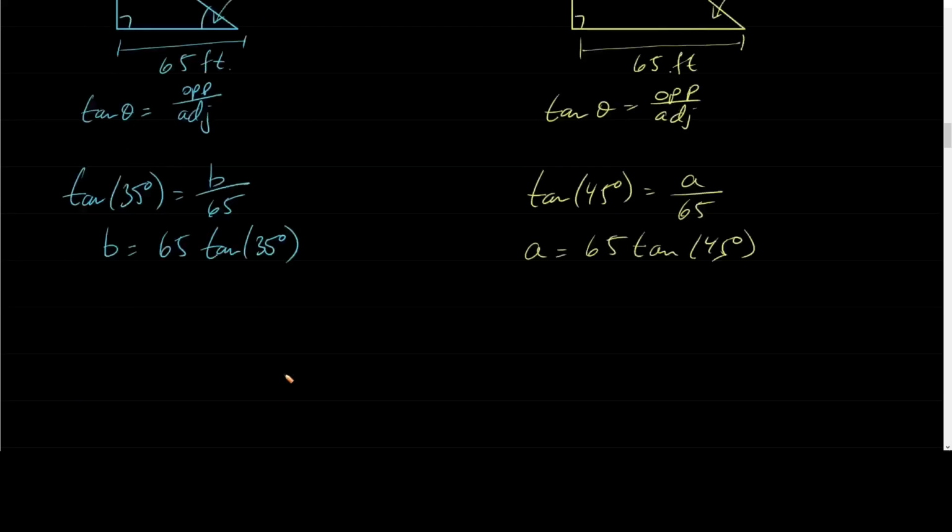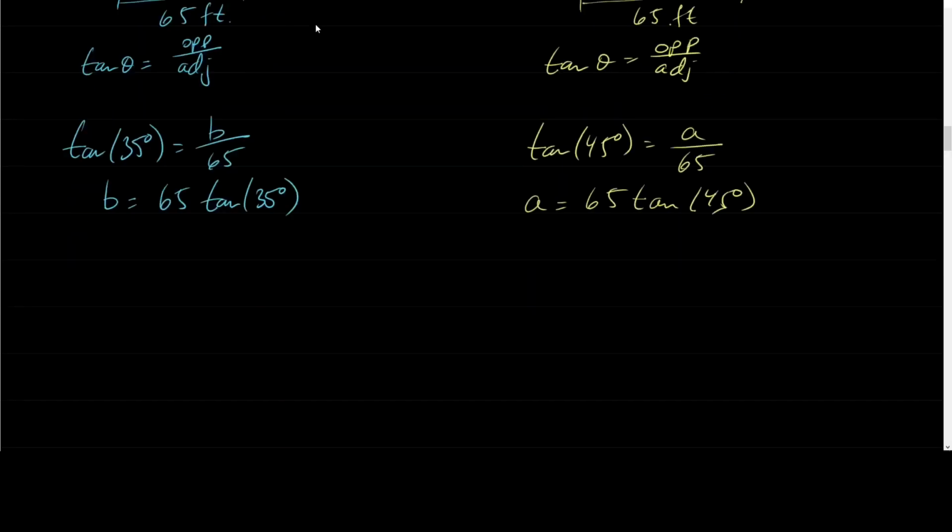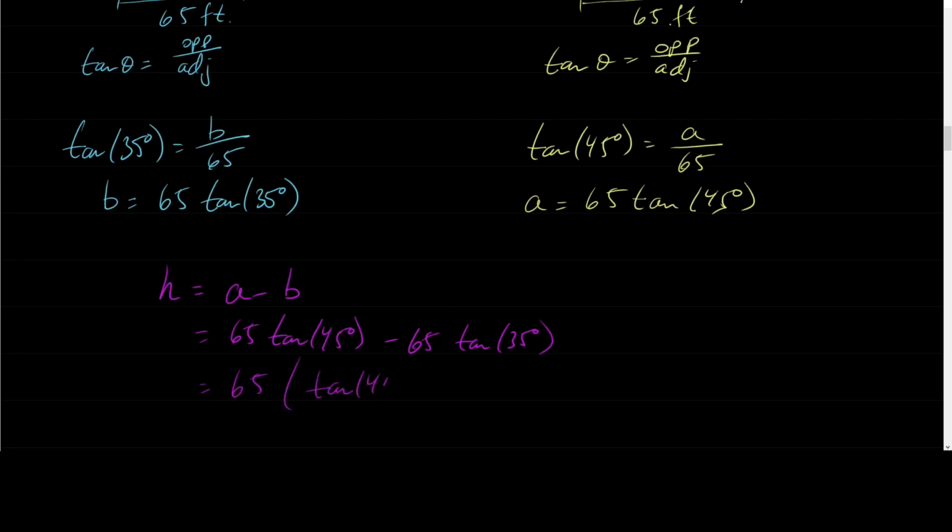But anyway, so now we know that H was equal to A minus B. So we're going to get 65 times tan of 45 minus 65 times tan of 35. All right, we could simply rewrite this if I factorize 65 as 65 times tan of 45 degrees minus tan of 35 degrees.